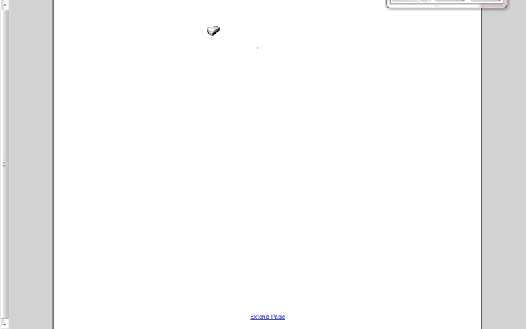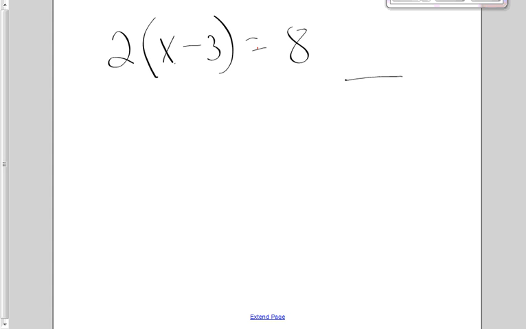Let's go a little further with the story of x. And let's take a look at an example like this. What if we have two groups of x take away 3, and that equals 8. So let's take a look at the story of x. First of all, x, minding its own business, suddenly someone took away 3 from x. Then it got multiplied by 2.